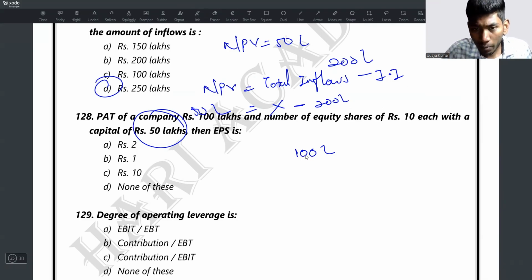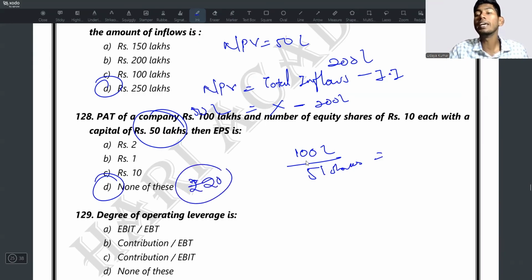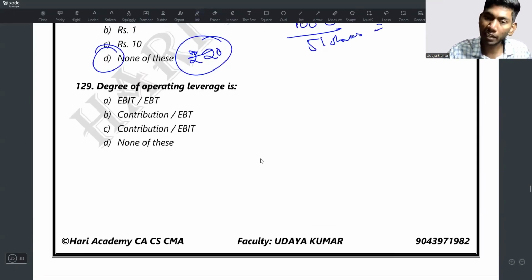So then 100 lakhs divided by 5 lakh shares. That is equal to rupees, EPS is 20 rupees. So option D, none of this, because 20 rupees is the earnings per share. There is no option called 20 rupees here, so none of this is the answer. So degree of operating leverage is again operating leverage. What is that? Contribution divided by EBIT.